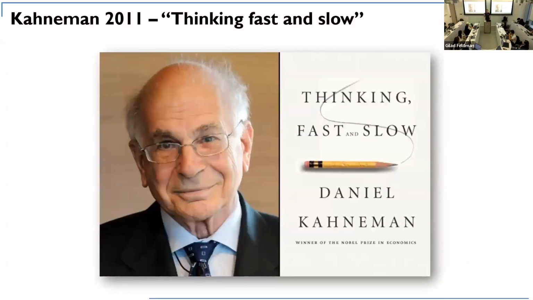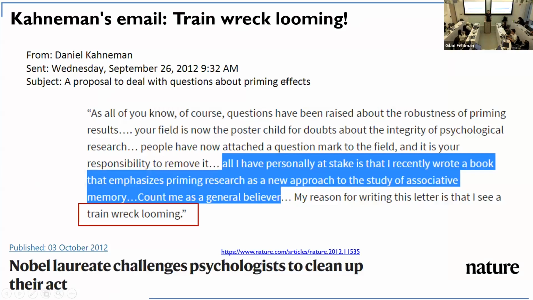I may have mentioned this to you, but Kahneman, in Thinking, Fast and Slow, 2011, had a whole chapter about the priming literature. And then he had this very famous email that he sent to all the priming literature scholars saying, you must check yourself, because I wrote this chapter in my book, and you have to make sure that this is really, really solid. And he said, count me in as a general believer.